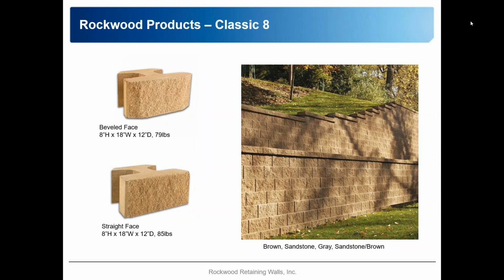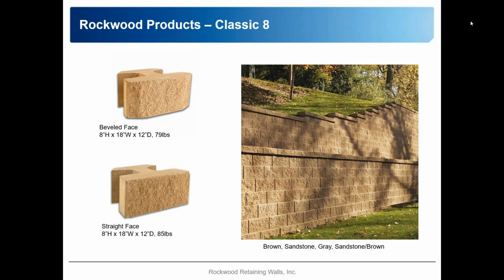What I want to start off with is the workhorse, the Classic 8. It really has been the main workhorse for commercial and larger residential projects for the better part of 20 years. As you can see, it is available in both beveled face and straight face. They're 8 by 18 in size, so each unit covers a full square foot. You can't see it here, but the underside of the block is where the alignment bar is.